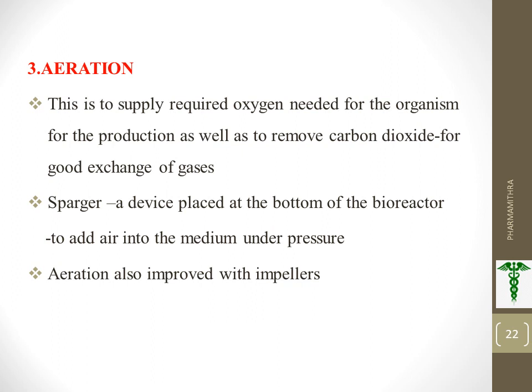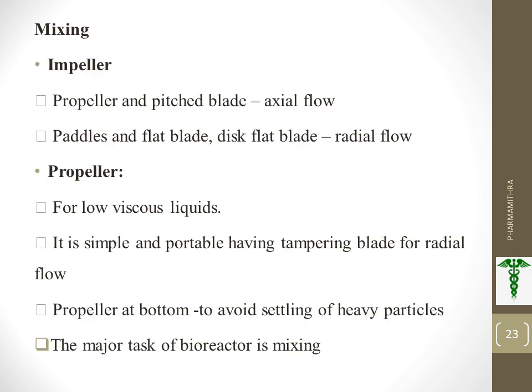The third process is aeration. This is to supply the oxygen needed by the organism for production, as well as to remove carbon dioxide for good exchange of gases. A sparger can be defined as a device placed at the bottom of the bioreactor. Through the sparger, we add air into the medium under pressure. Aeration can also be improved with the help of an impeller. For mixing purposes, we use impellers, propellers, etc.